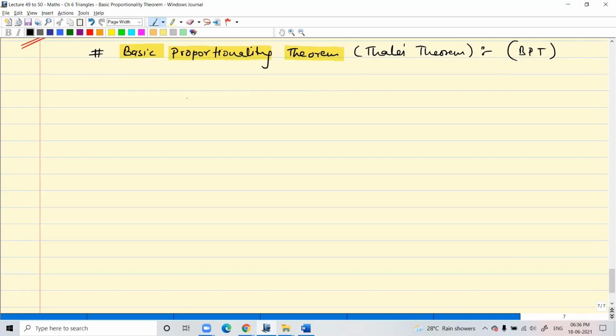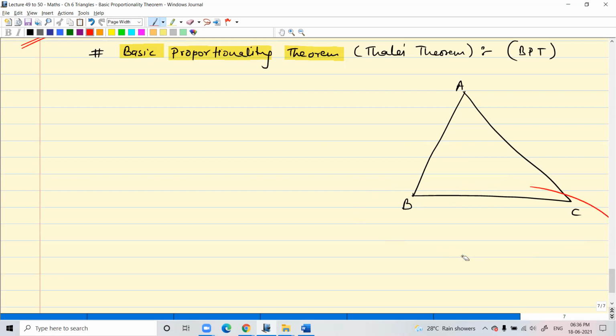Of course, we are studying the triangles chapter, so this is related to triangles. Let's say we have a triangle ABC, like drawn here. This theorem tells you that if you draw a line parallel to any one of the sides, so let's choose BC, and it intersects the other two sides at this point and this point, let's say this is D and E.